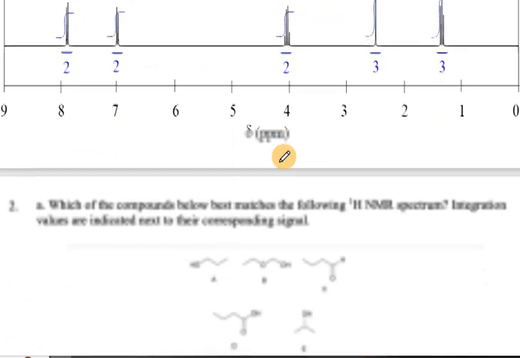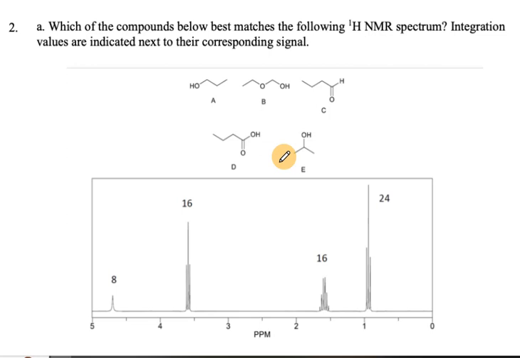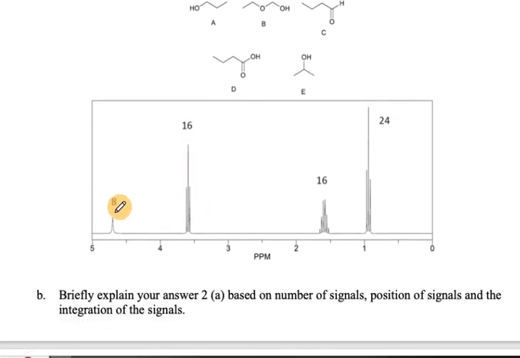Let's come down here. Now we have this spectrum, and they are asking us which of the compounds below best matches the following proton NMR spectrum. The integration values are indicated next to their corresponding signals. As I said earlier, the integration values correspond to the number of nuclei or protons that contribute to the particular signal. Let's see here. The first one, we have this 8. This is the second one, the third one, and the fourth one.